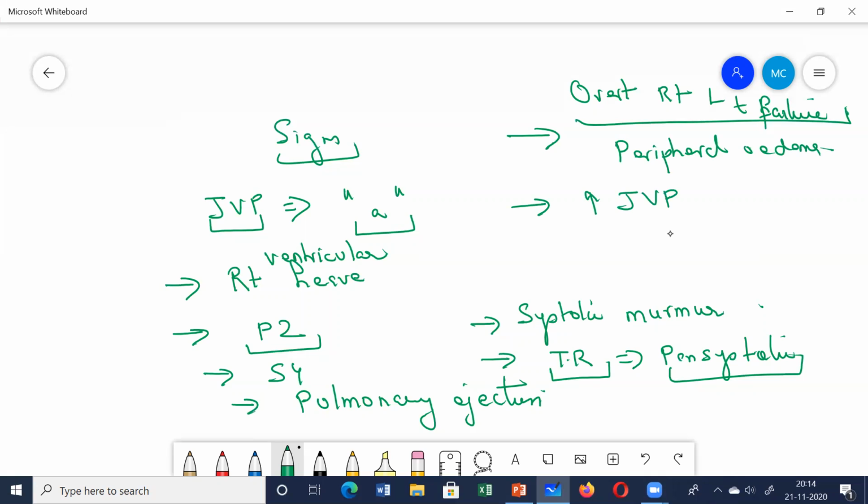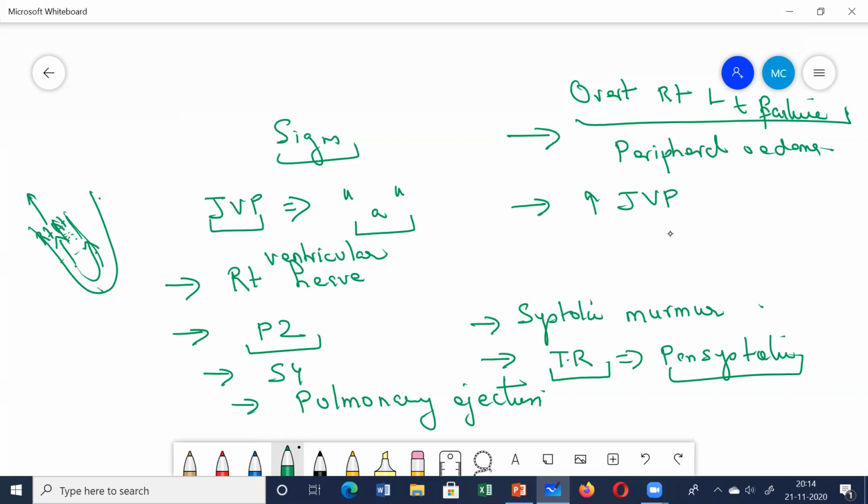Why is there a raised JVP? Do you remember the class on JVP? What is happening here? The pressure in the pulmonary arteries has increased, so the right ventricle has to push blood more forcefully. Sometimes the right ventricle is not able to push all of the blood into the pulmonary arteries, so there is hypertrophy and dilation. Since the right ventricle is not able to empty properly, there is back pressure from the right ventricle to the right atrium, and this increased pressure in the right atrium will be reflected in your JVP. Therefore there will be a raised JVP.